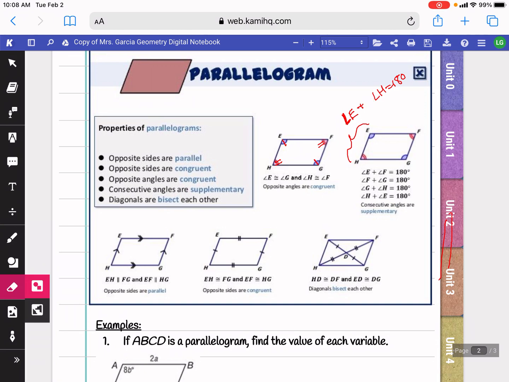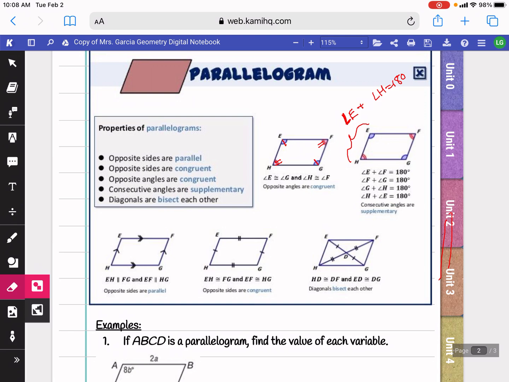So if they're opposite, they're going to be congruent. If they're side by side or consecutive, they sum to 180. And then another thing here that we want to focus on is the diagonals. The diagonals of parallelograms bisect each other. If you remember earlier in the year, we learned that bisect means to cut in half. So if you look at this picture here, these diagonals cut each other in half.